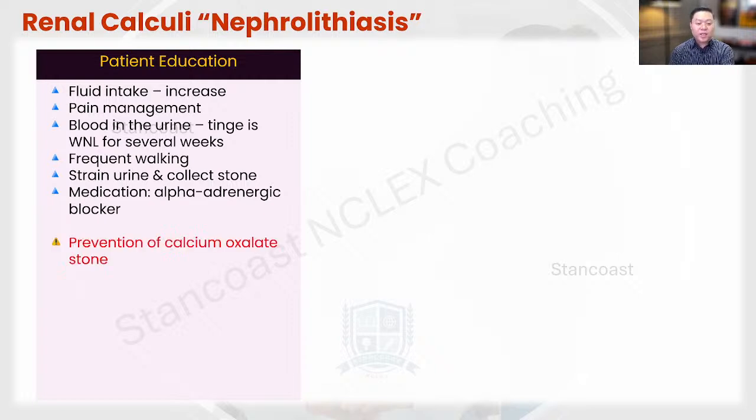Now, we're going to talk about the prevention of recurrent stone formation. If we have a patient that has calcium oxalate stones, our focus here is to alkalinize the urine. So what we're going to do here is teach them how to test their urine pH by using those strips, and also to take their medication.